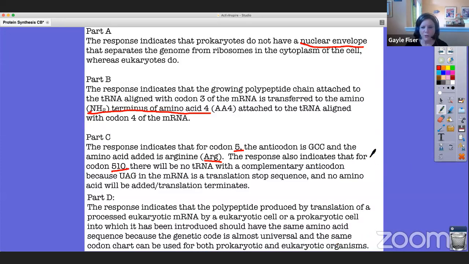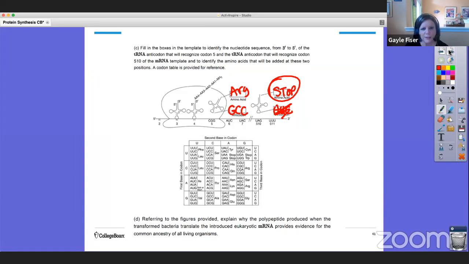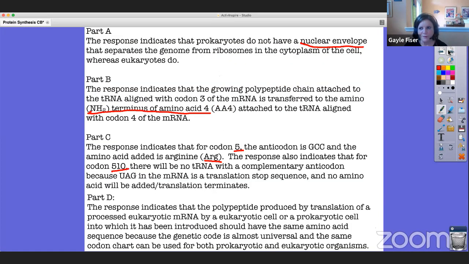Okay, I hope you have time to go back and look at this question. I really like this question. I think it's a good learning tool to learn how to do protein synthesis and how to read the codon chart, one of my personal favorites.